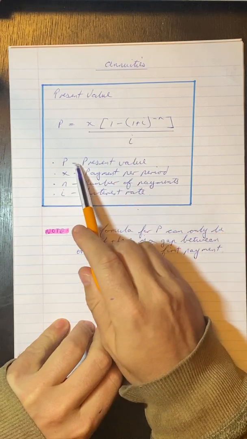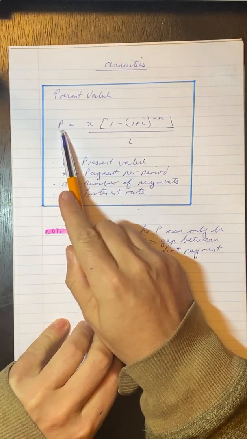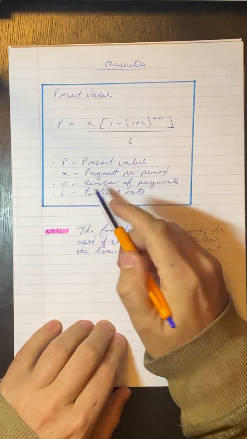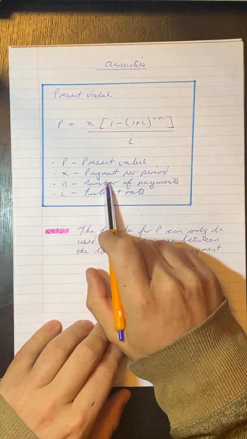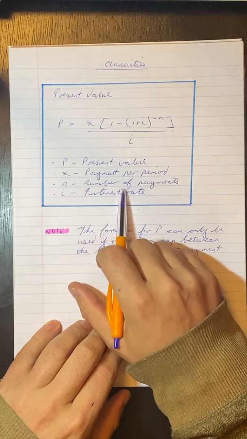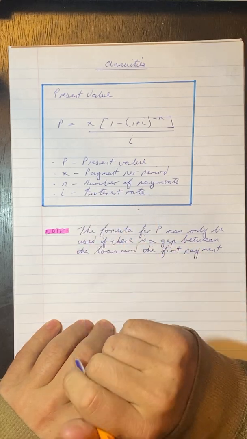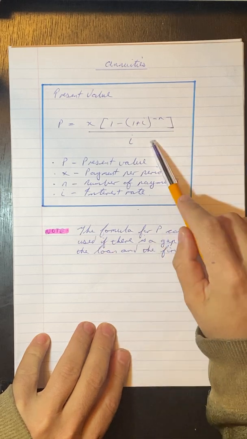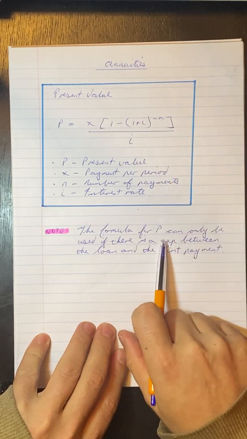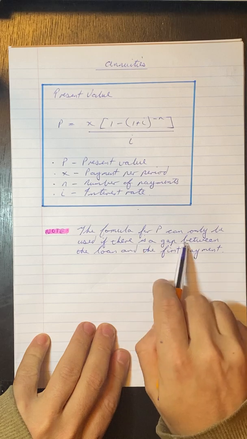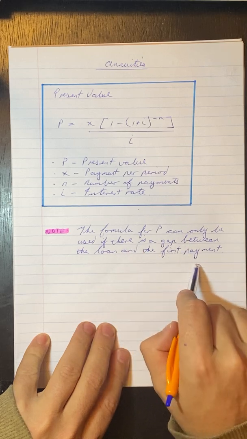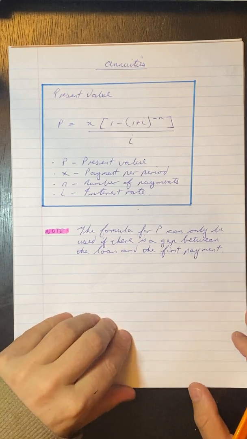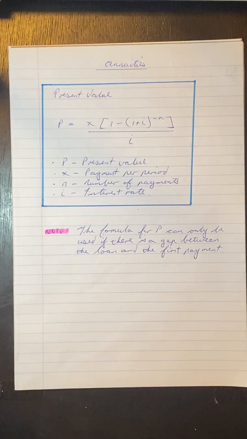Just to brush over it, your P is your present value, or the amount that you are borrowing. X is your payments per period. N is the total number of payments, and I is the interest rate. Now, it's just something I want you to note when using this formula. The formula for P can only be used if there is a gap between the loan and the first payment. So you always miss that first period. Okay? Right, let's go on to an example.